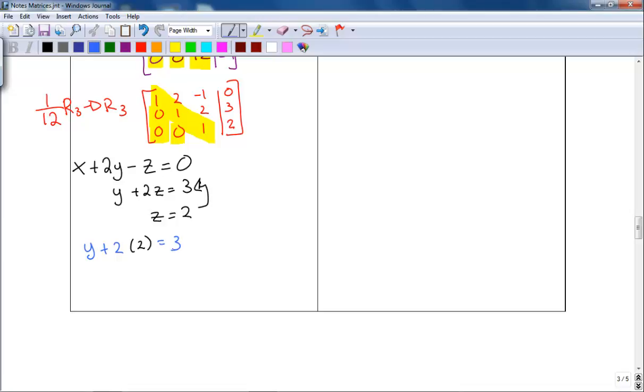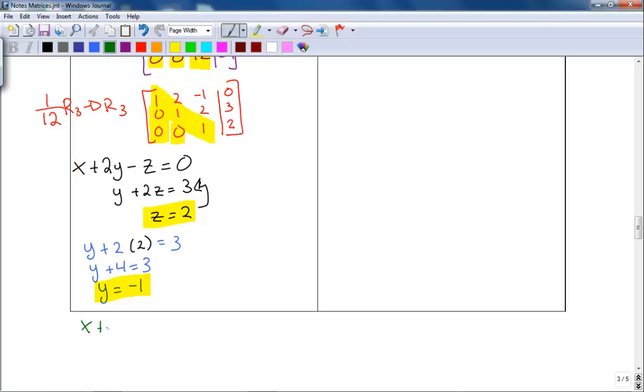Well, I can solve this for y. 2 times 2 gives 4. If I subtract 4 from both sides, y is equal to negative 1. So now I have that z is equal to 2 and y is equal to negative 1. The only thing left that I need to solve for is x. Well, I can plug in the information for y and z in the top equation and be able to solve for x. So let's do that.